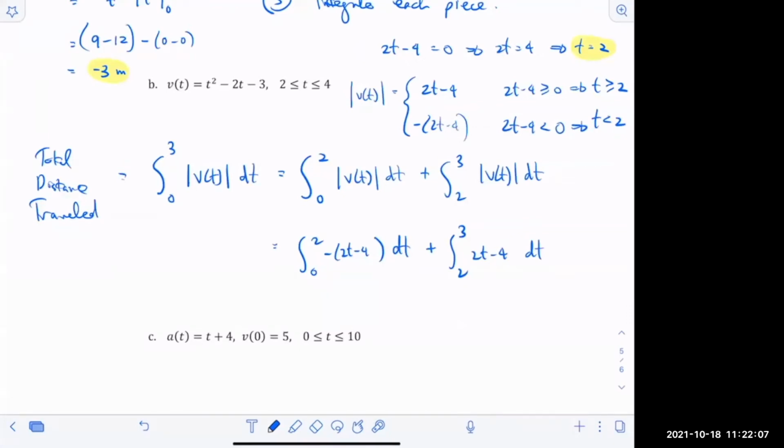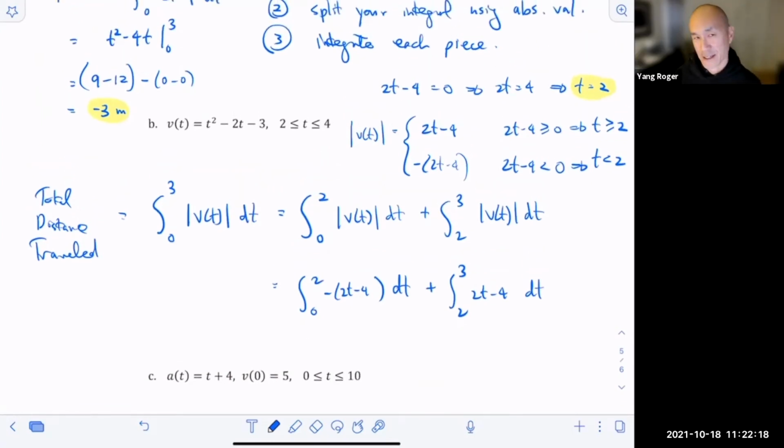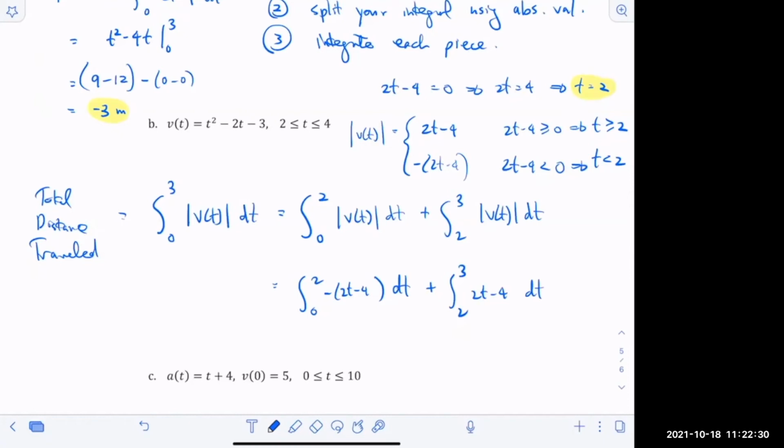I have a question. Yes. How did you know to split it up from 0 to 2? Is it because t equals 2? Correct. So 2 is the point where it's going to cross the x-axis. So I know that's my splitting point. Okay, thank you. You're welcome.